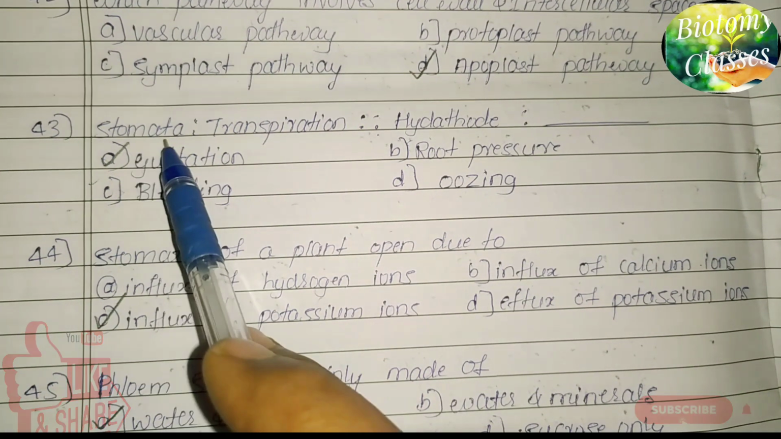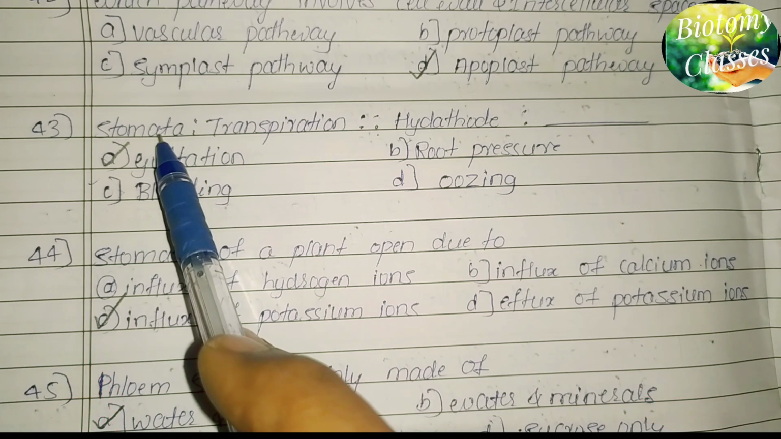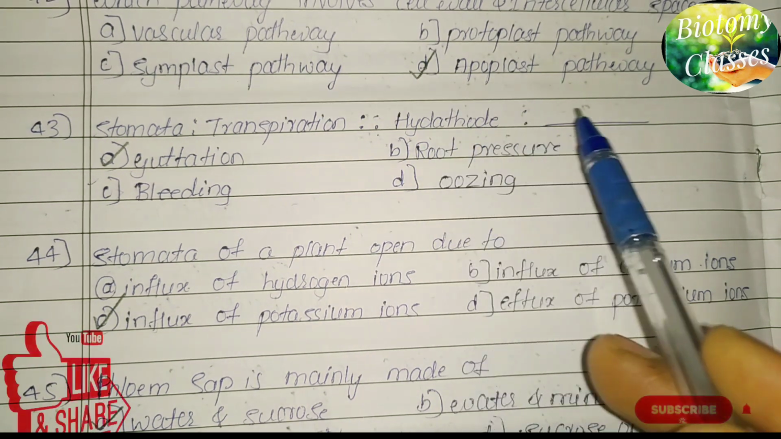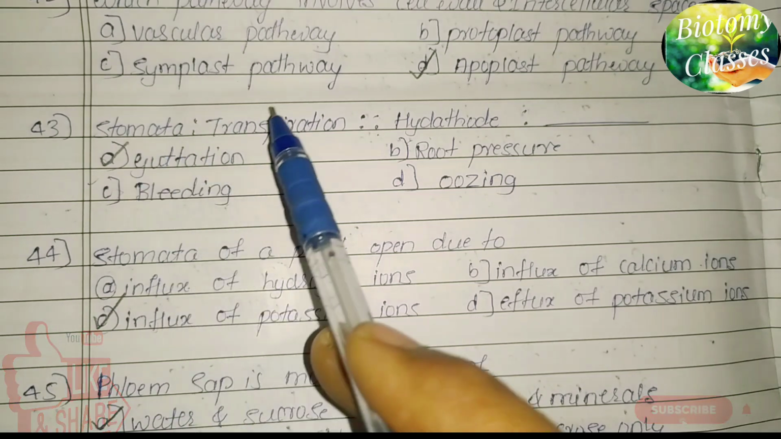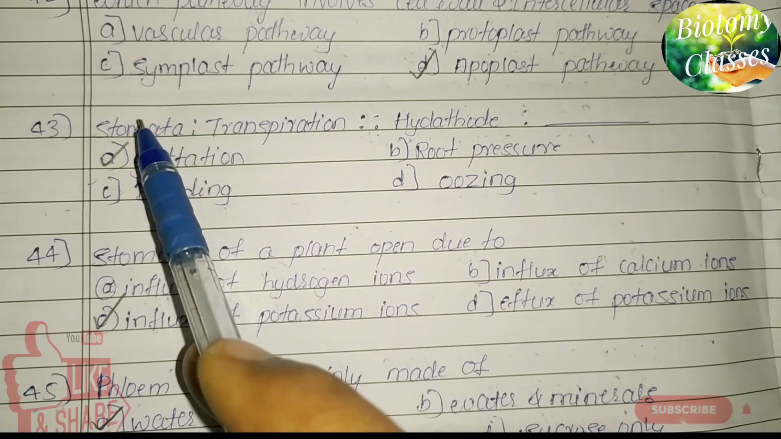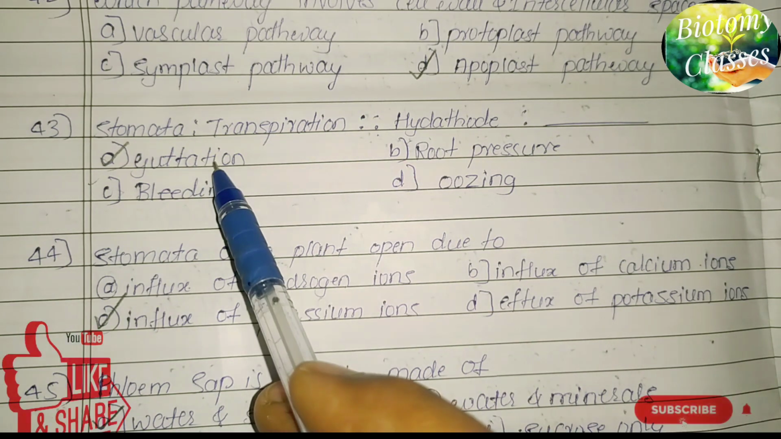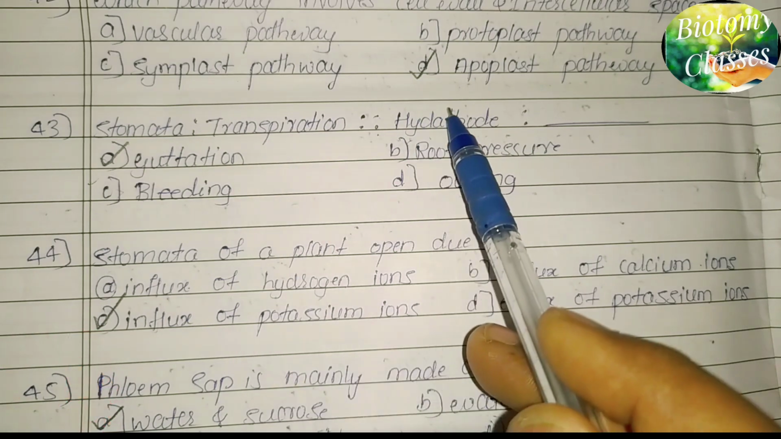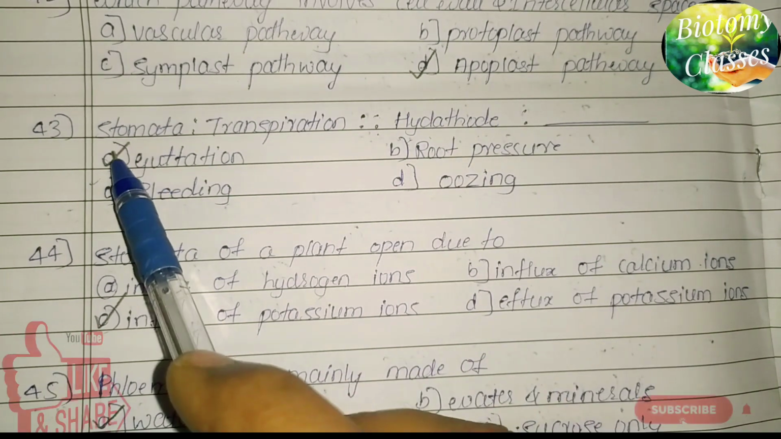43rd question. Stomata mainly help transpiration, and hydathodes help the guttation process. Transpiration means loss of water in the form of water vapor through the stomata. Guttation means loss of water in the form of water droplets through the hydathodes. So A is the right answer.